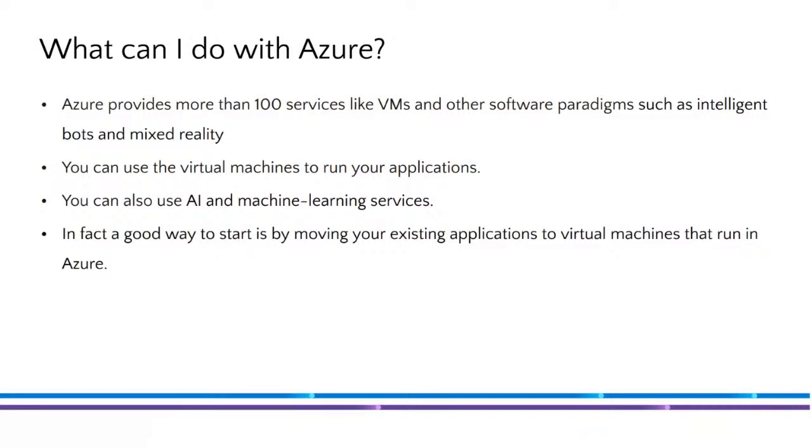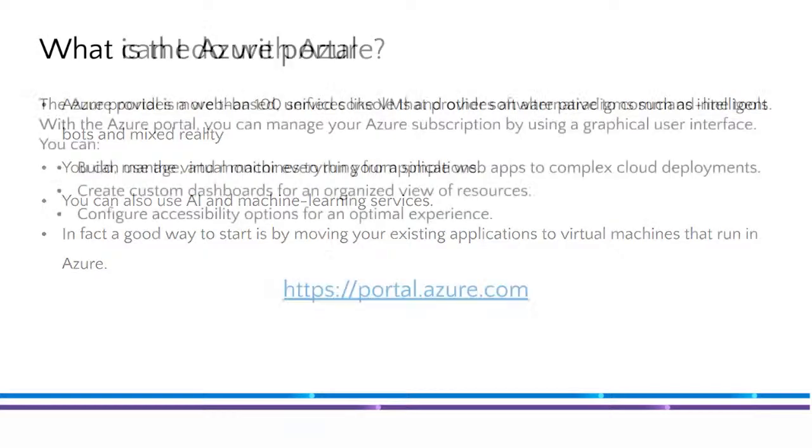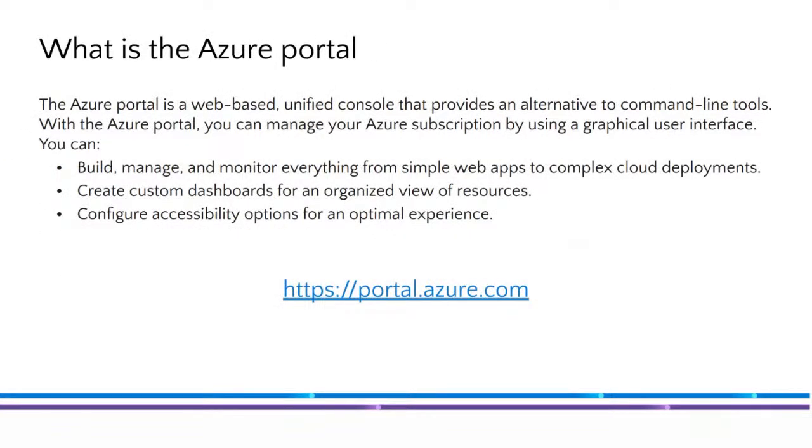So what can I do with Azure? Azure provides more than 100 services like VMs and other software paradigms, such as intelligent bots and mixed reality. You can use a virtual machine to run an application, and use AI, machine learning, analytics and services. Yep, that's it.